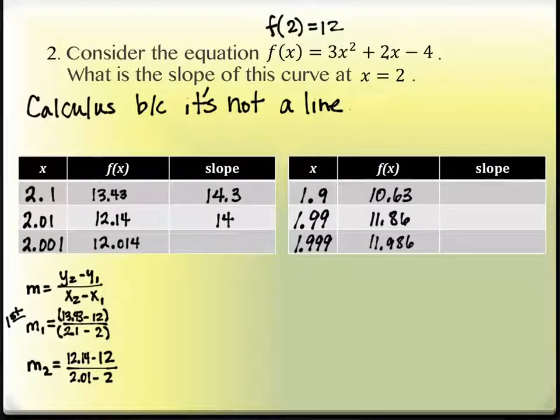Let's do the last calculation just so that we have it done as well. M3, which would be 12.014 minus 12 over 2.001 minus 2.